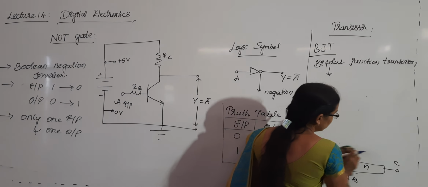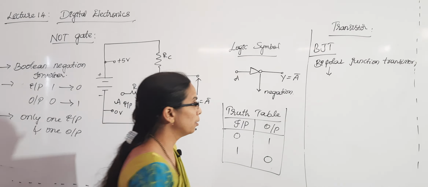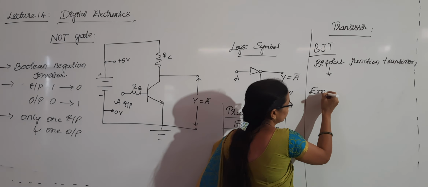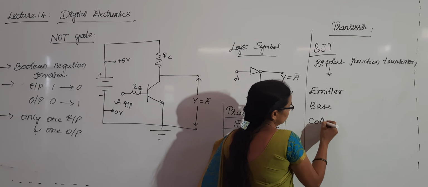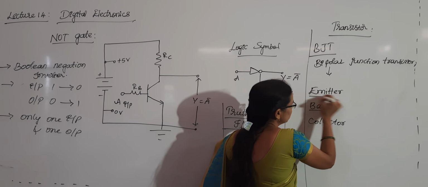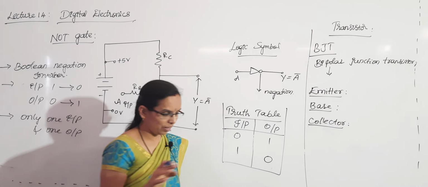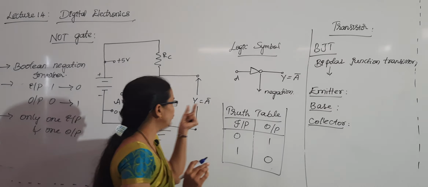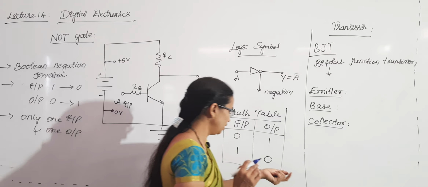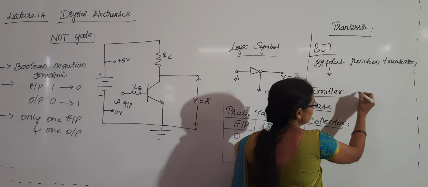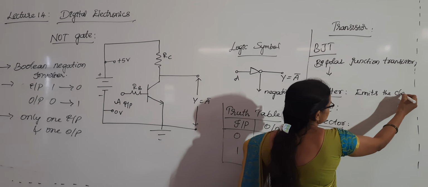See, there are three terminals in a transistor: emitter, base, collector. I will just brief about this because we will not go deeply into the transistor today. Only as much as is required to analyze the NOT gate circuit, that much I will explain. Emitter, as the name suggests, emits the charge carriers.